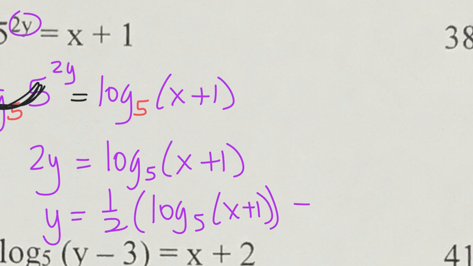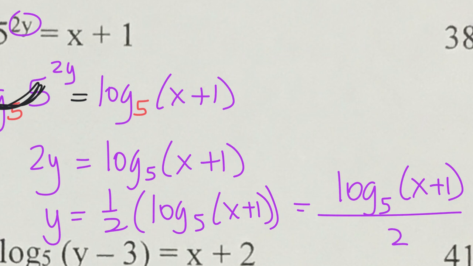If you don't like that, we can write it as log base 5 of x plus 1, all divided by 2. There are some nifty things we could do, but we're not going to, by taking the 1/2, because now you can make it into a power, and then you can change that into a square root, so you can simplify it a little bit, but that's fine for us for right now.